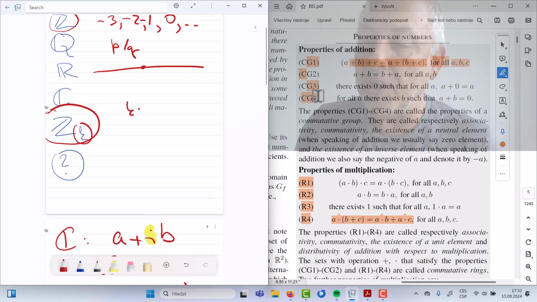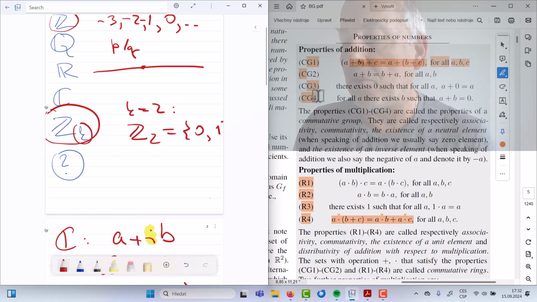So if k equals 2, then it's extremely easy, because Z2 will have only two elements, 0 and 1, and they tell us simply whether the result of our computation is odd, that's the 1, or even, that's the 0, and everything works. Again, you can easily check that all the properties will hold true.